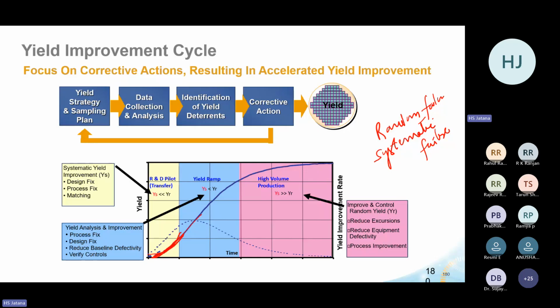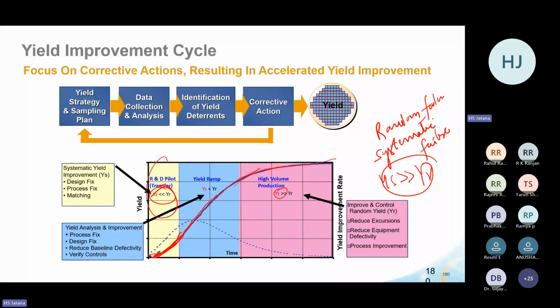Once you do that, then only your yield will improve. So the systematic failures will keep on decreasing, and after some time, you will get only random failure. There will not be any systematic failure. So you can see here YS, the systematic yield, is much more than YR, the random yield. But in the first part, systematic yield is very much less than the random yield. Then there will be some random failures only.